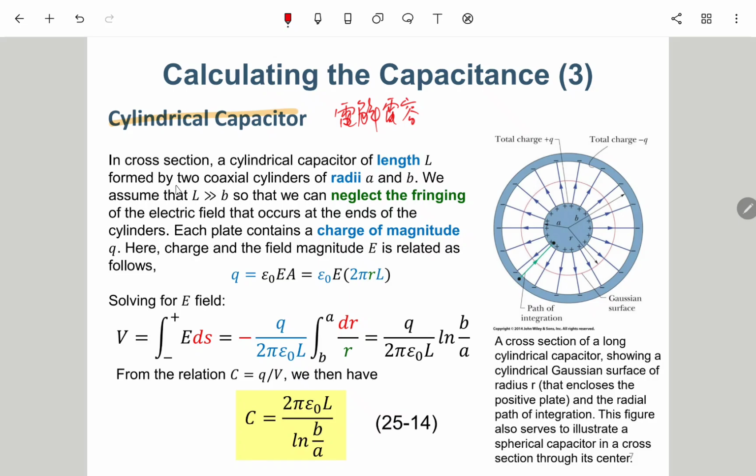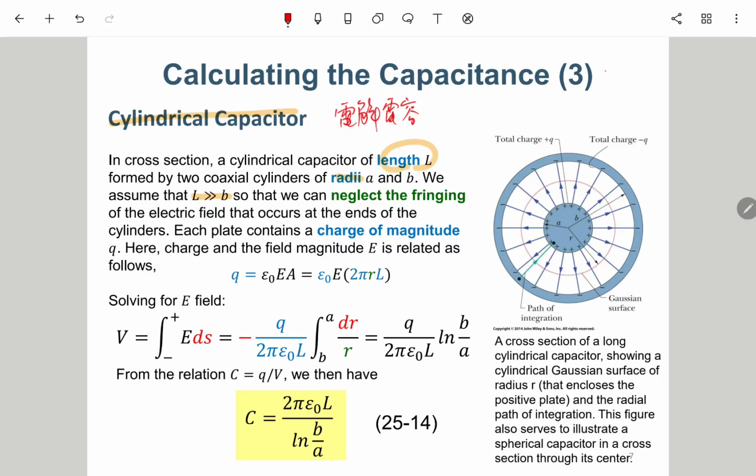L, formed by two coaxial cylinders of radii a and b. Radii is the plural form of radius. Radius is only one; radii means radius a and radius b. So we assume that L is much larger than b. What is L? L is the length.